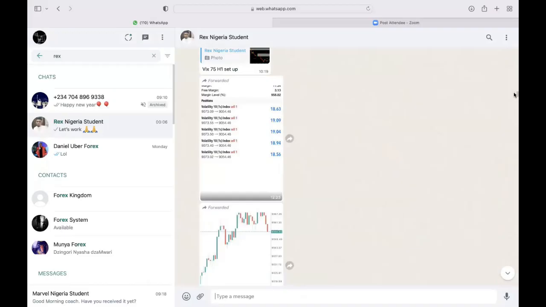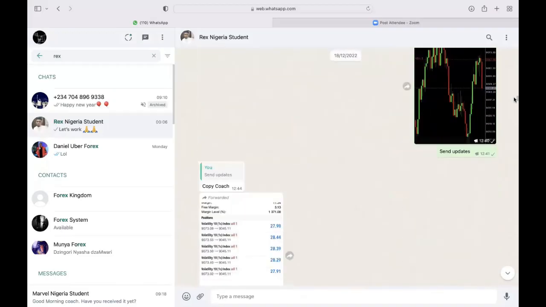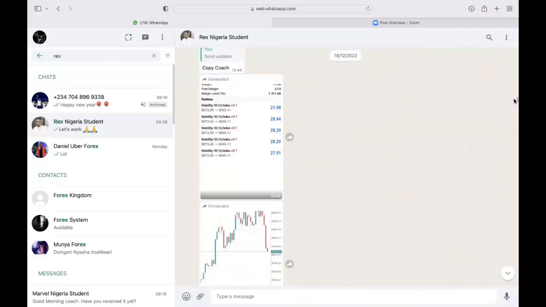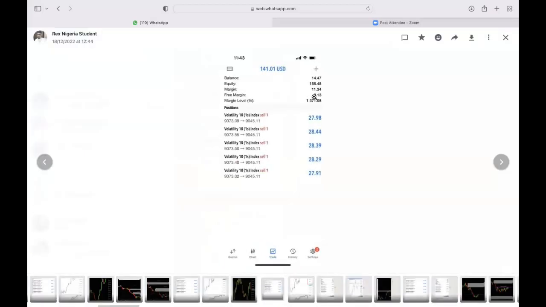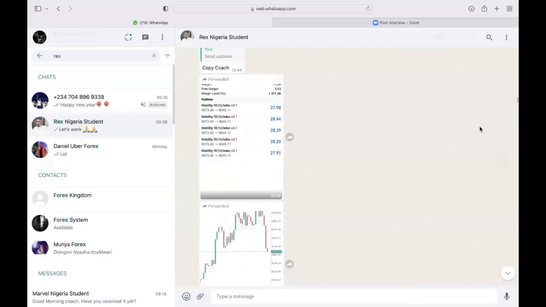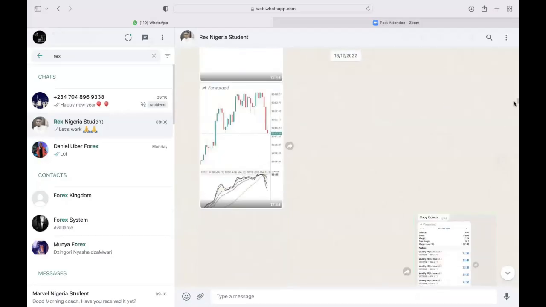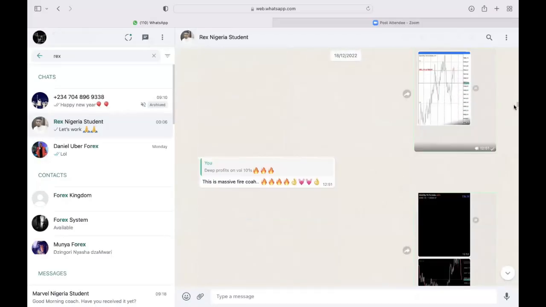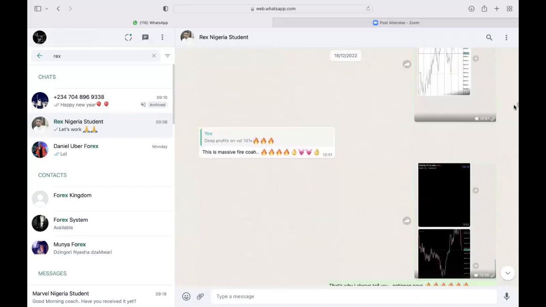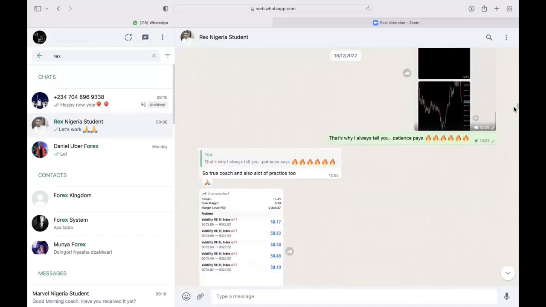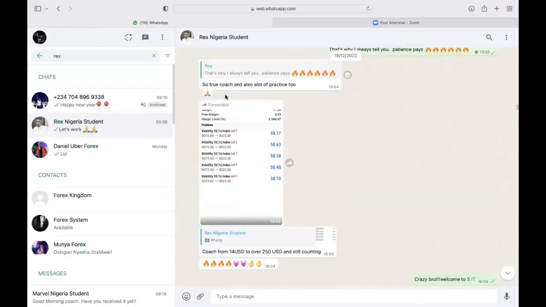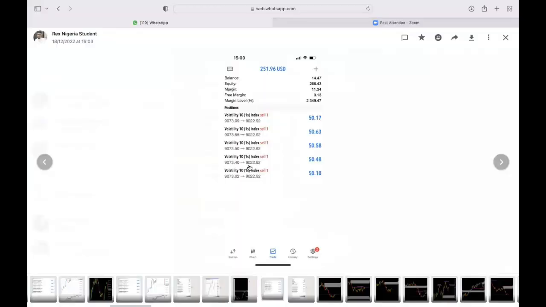Because he has signed up, he has guidance, he knows what he's doing. He's using that little money to make a lot. Look at this, $14 to $155 in one trade. This is an account that is growing because he understands market structure, and he's picking up his trades from areas where there's enough supply for the drop, or areas where there is enough demand for the drop. "True coach, a lot of practice and paid coach, from $14 to over $240 and still counting." And there is proof that that is actually what has happened.